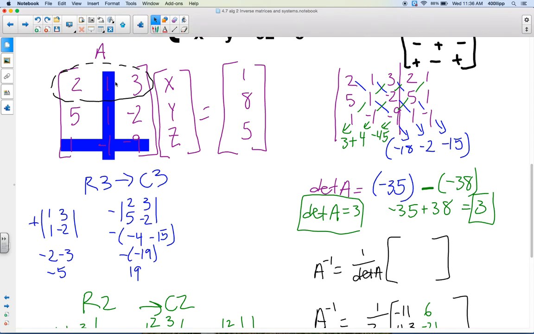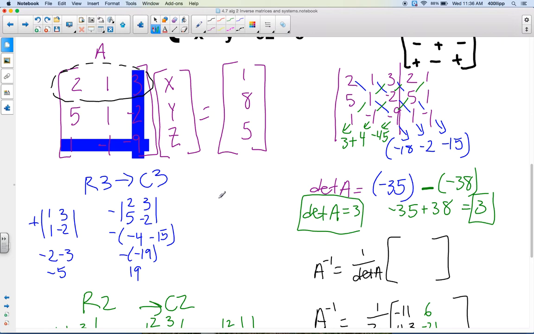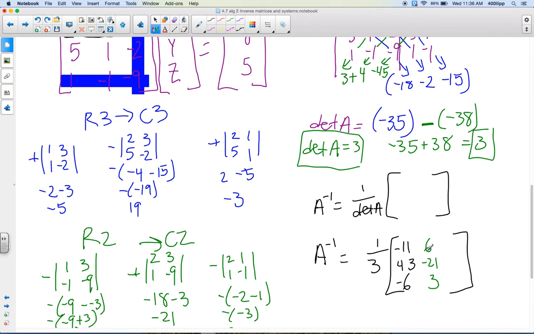And then finally, the last one here for our cofactors, moving this to the last column. There it is. And this is going to have a positive. Covering it up and writing our 2 by 2 that's left over is a 2, 1, 5, 1. Finding the determinant, 2 minus 5 is a -3. Okay, so we're going to write this in to finish up our inverse.